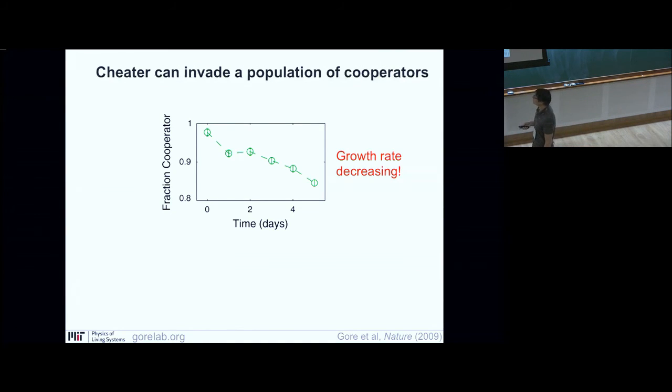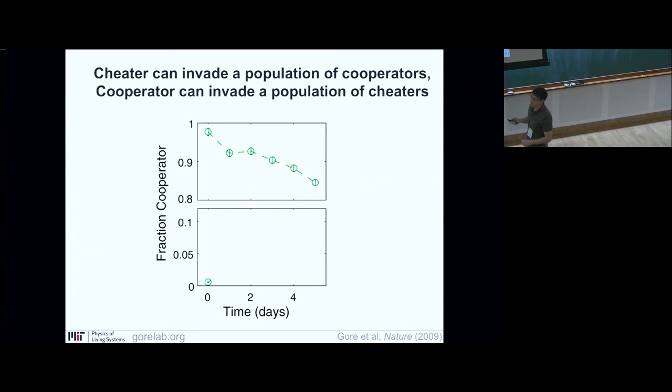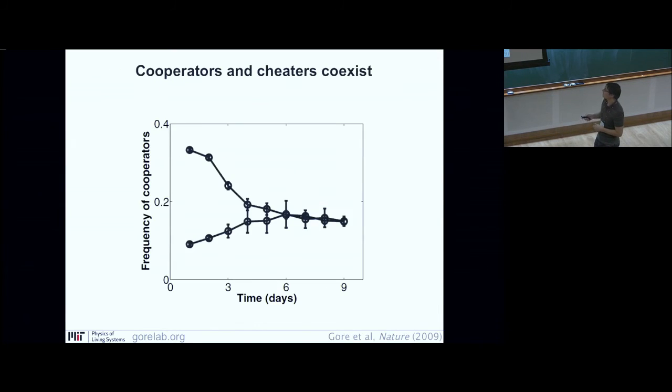However, here and in others, what we see is that if you start with a low fraction of cooperators, here 1%, and then you look to see what happens over time, the cooperator fraction is increasing. So what's happening is that it's mutually invasible, like what we were talking about before. And you can measure an equilibrium fraction.